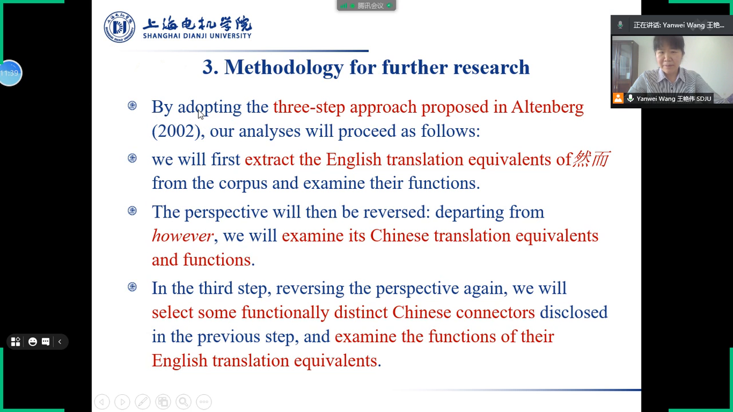So, in the third part, methodology for further research, by adopting the 3-step approach proposed in Teubert 2002, our analysis will proceed as follows. First, we'll extract the English translation equivalents of 然而 from the corpus and examine their functions. The perspectives will then be reversed, departing from however. We'll examine its Chinese translation equivalents and functions. In the third step, reversing the perspective again, we select some functionally distinct Chinese connectives disclosed in the previous step and examine the functions of their English translation equivalents.